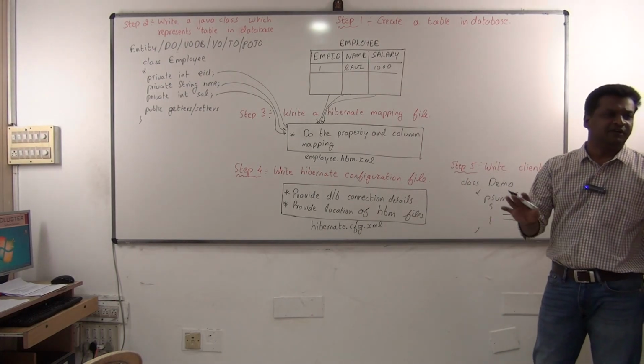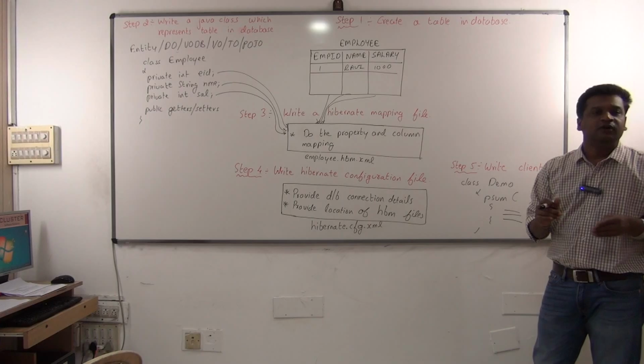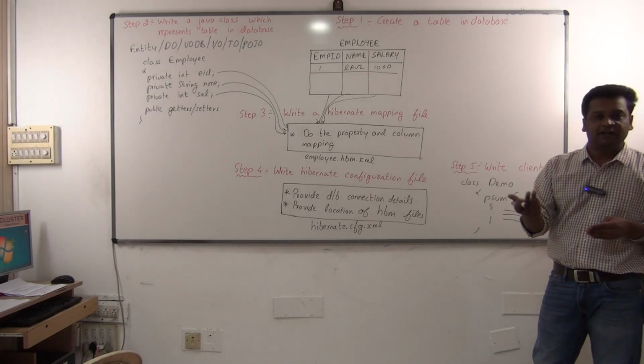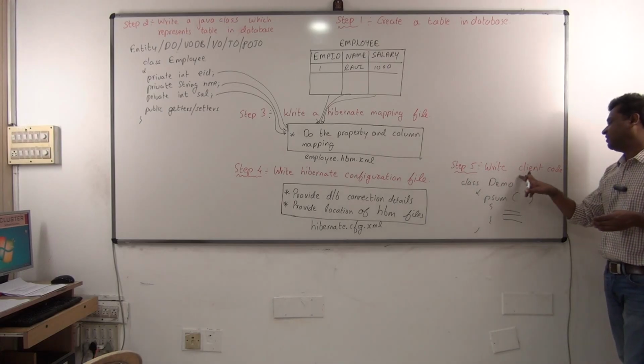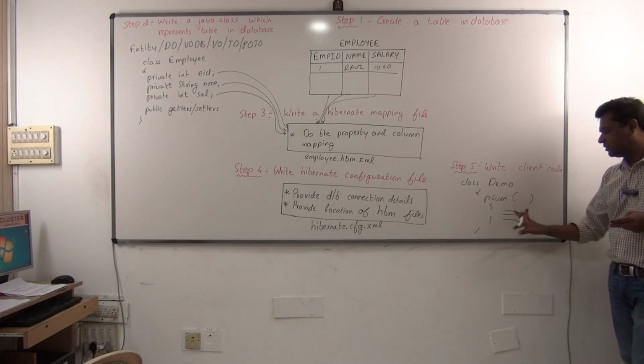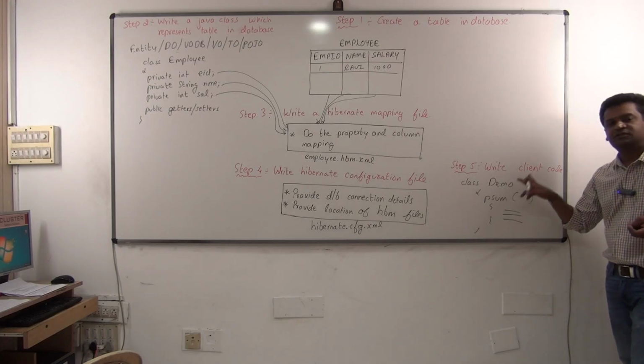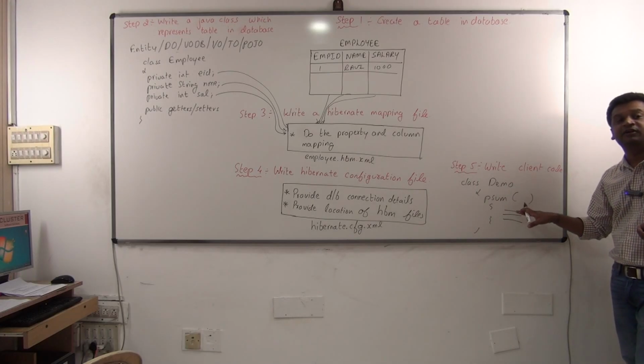So everything is ready now. You have written all the code. Once this is ready, what you have to do? You have to write the code to insert this into the database. That's the fifth step, step 5: write client code. I'll be using public static void main to show you Hibernate. In this public static void main program, you'll write the client code.